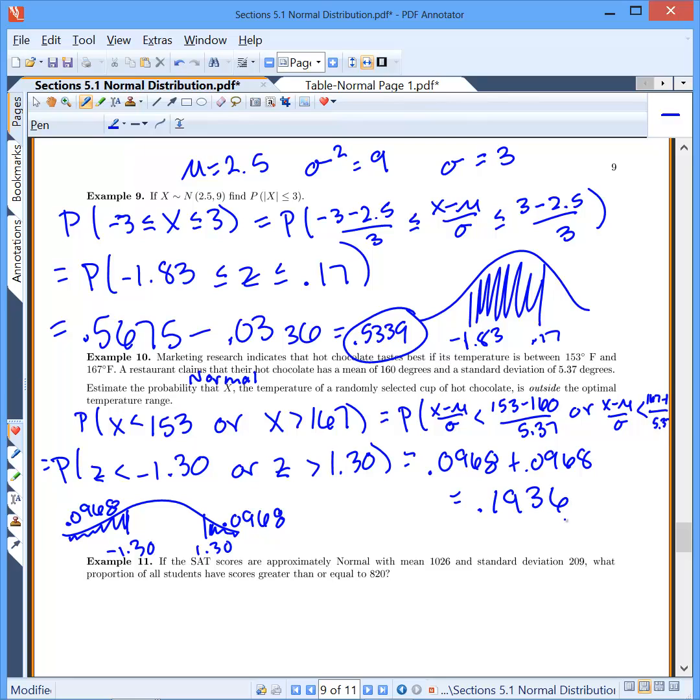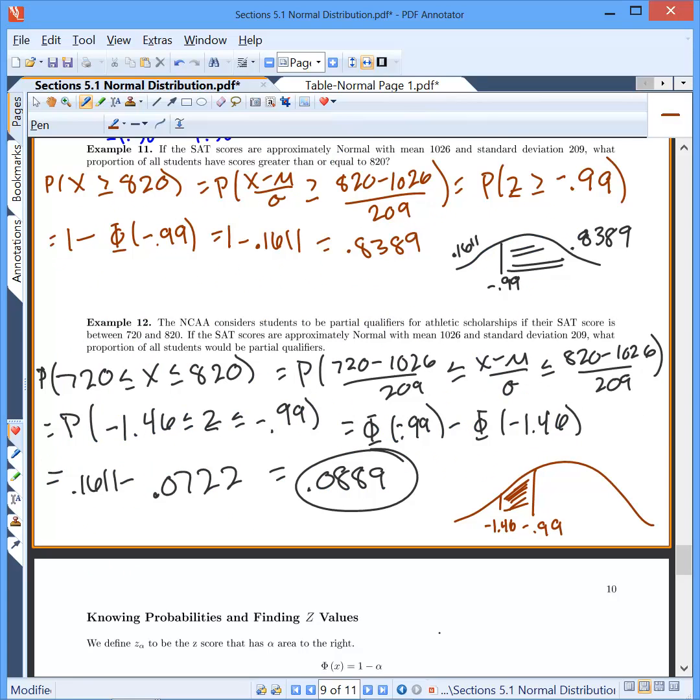0.1936. We're going to skip the next two problems, but I will work them out on the PDF so that you can look at them later. So on example 11 that we skipped working out together, the probability is 0.8389, and for example 12, the probability is 0.0889.